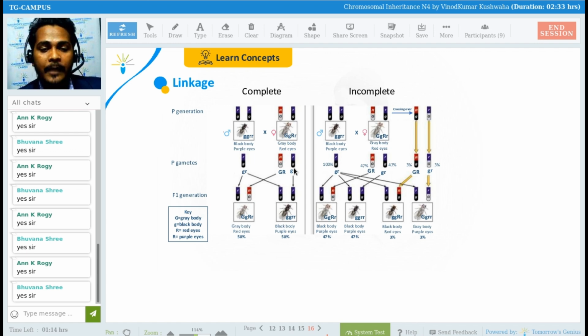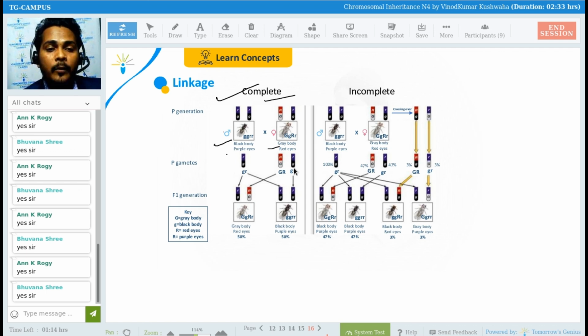Okay, so it is of two types. One is called complete linkage, another one is called incomplete linkage. What is complete linkage? Two or more genes present on the chromosome, very close to each other, have to inherit together in the next generation without any crossing over. So you can see in this diagram the black body, purple eye, and gray body, red eye, two different types of flies.